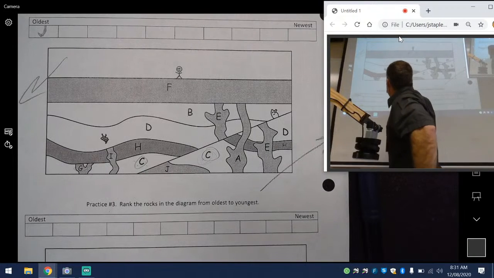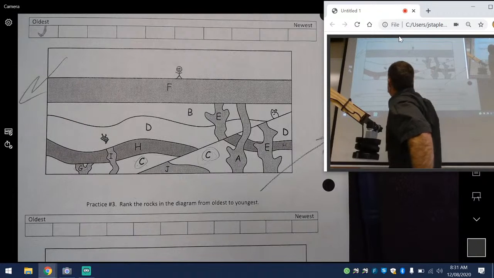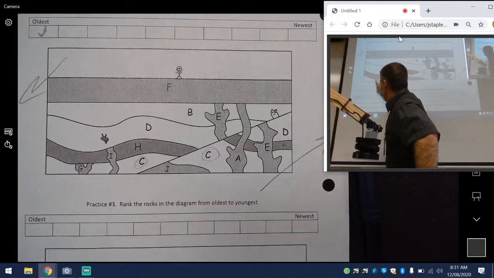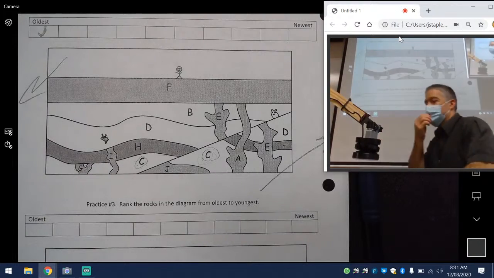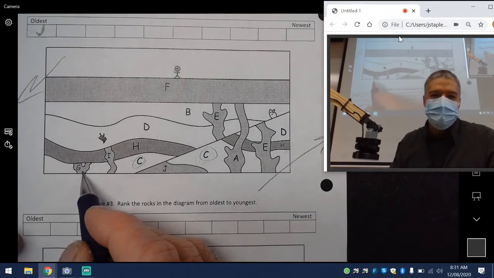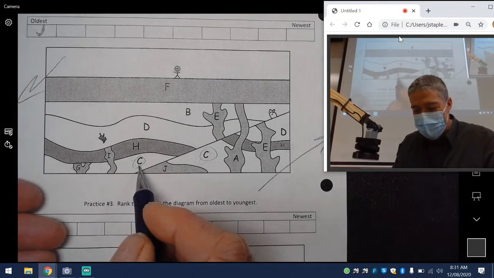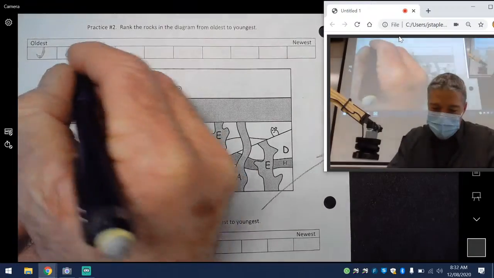We've got this rock layer C, and then G. G is this magma tube. So the question is, is this layer C cutting through G, or is G cutting through C? G's cutting through C. Excellent. So if G is cutting through C, then C had to be there first. So C's next, and then G.